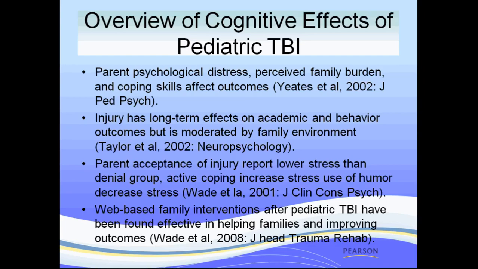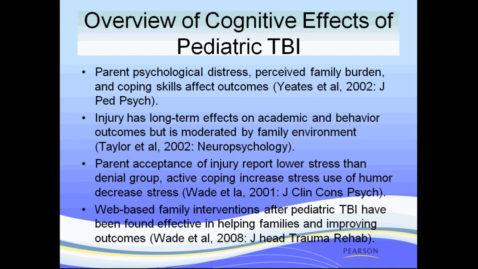And I keep bringing this up because it's part of our evaluation that the child themselves is not the only source we need to consider in terms of evaluation and in terms of intervention. Helping the family adapt to the injury will be as important to the child's long-term functioning as helping them with their day-to-day cognitive problems. Studies show that parents who accepted the injury had lower stress than parents who would deny the impact of the injury.